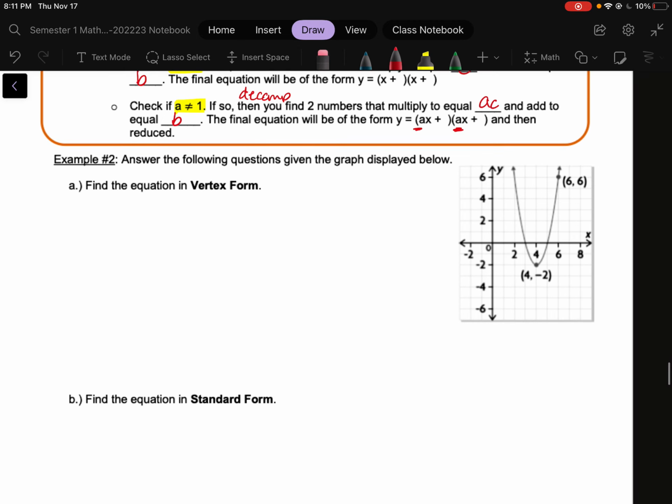So that is very important to remember. So let's do an example. It says, answer the following questions that are displayed in the graph below. So we have a graph there.